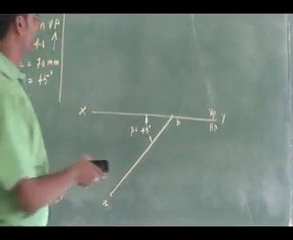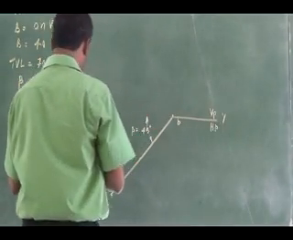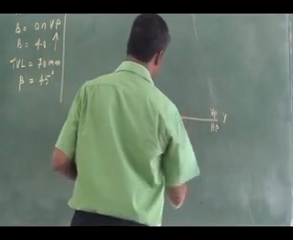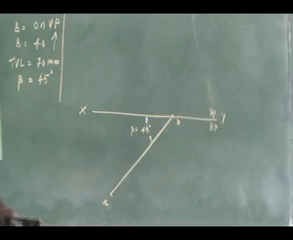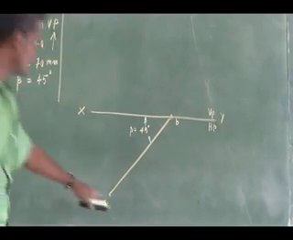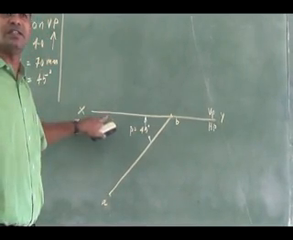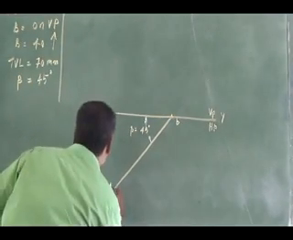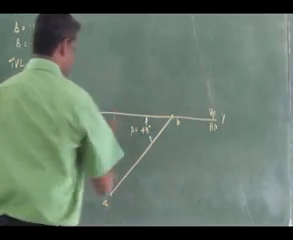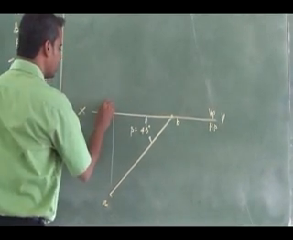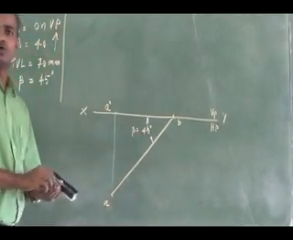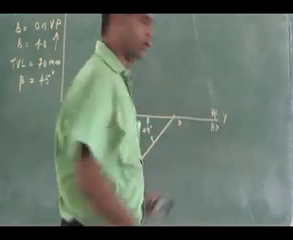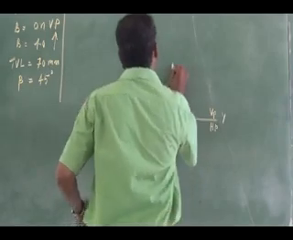Front view will be... I know this end's projection will fall on the reference line. End A's front view will fall on the reference line. From here I can draw the projector. Here I can mark my A dash. So how can I mark my B dash? B dash has to fall on the same projector as end B. So I can draw a projector line.